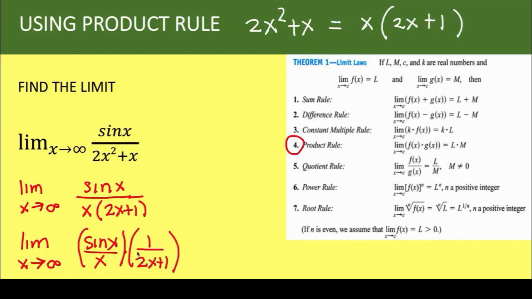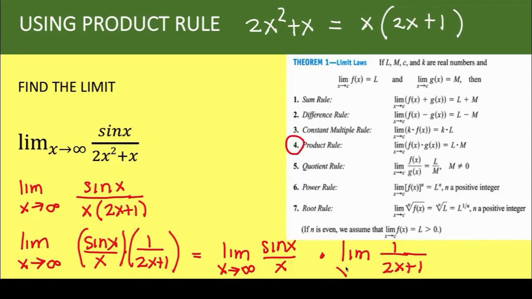If you multiply these two, you will go back to this previous term. What this enables us to do is to split these two factors into two separate limits using the product rule. We can now have the limit of sine of x over x as x approaches infinity multiplied by the limit of 1 over 2x plus 1 as x approaches infinity.